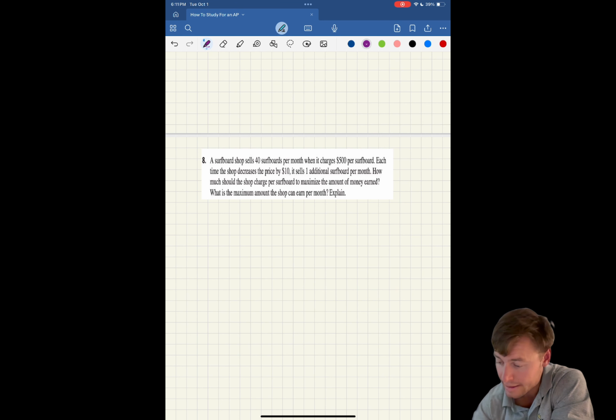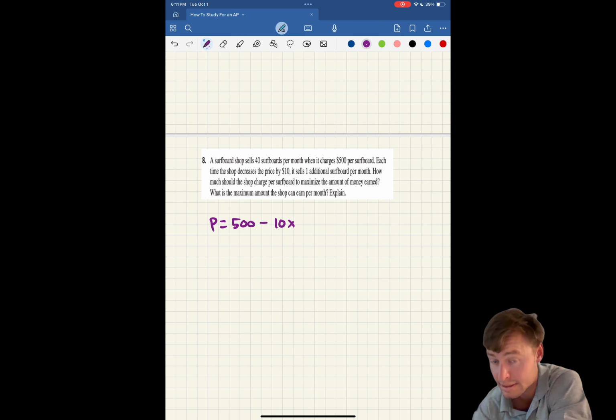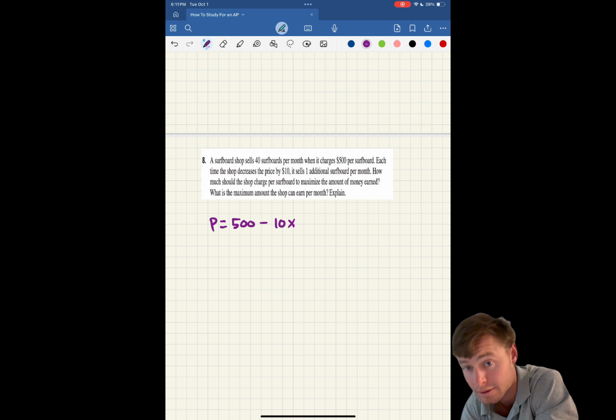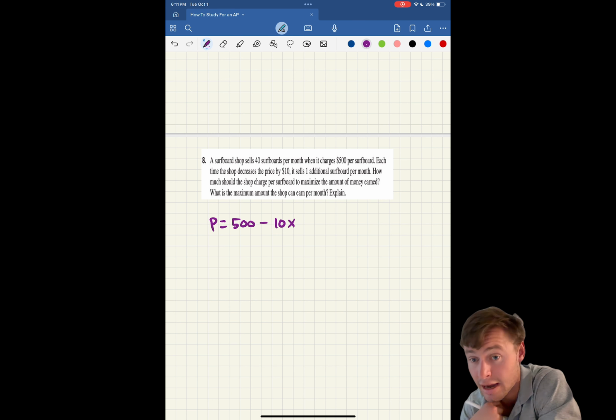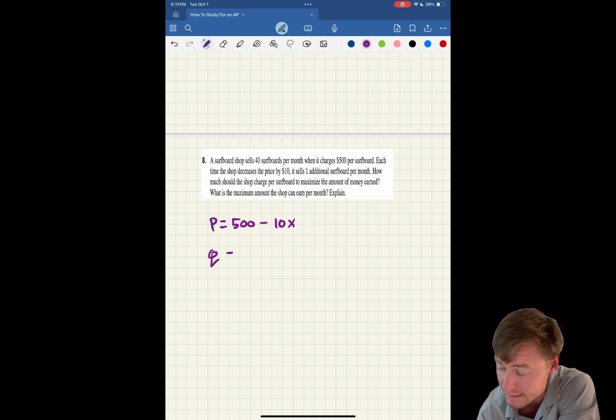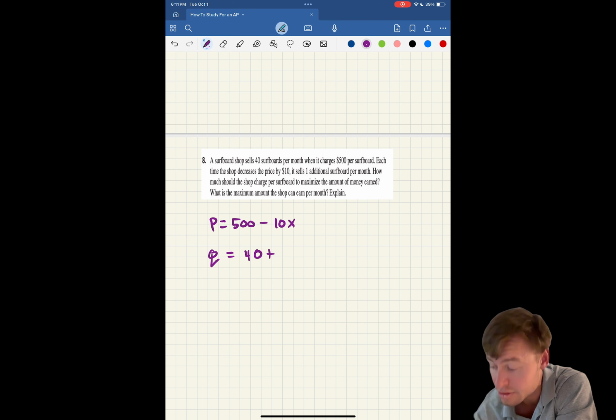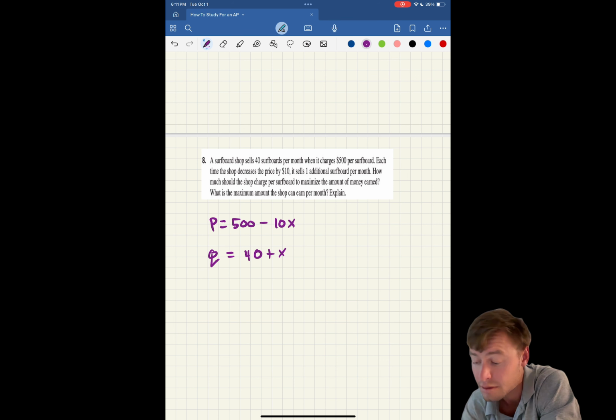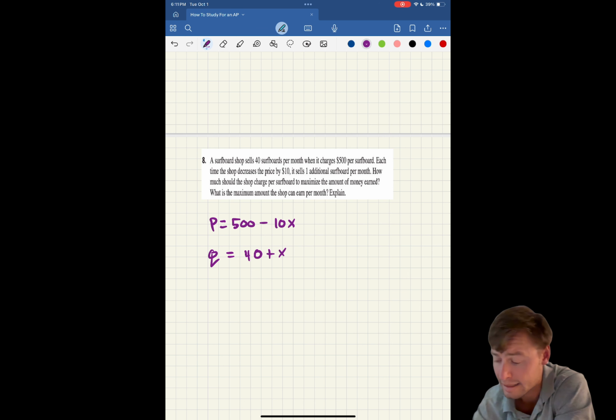Okay, so the price of each surfboard is going to be 500 minus 10 times the number of surfboards that they're decreasing by. So every time they sell 1 additional surfboard, this price goes down by $10. And the quantity of surfboards that they sell is going to be equal to the 40 per month plus each additional surfboard. So these two equations represent the price per board and the quantity of boards that they sell.